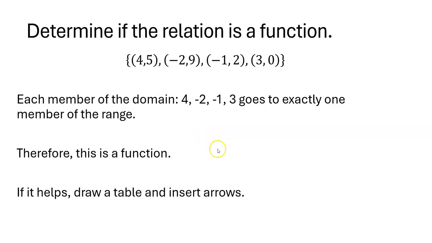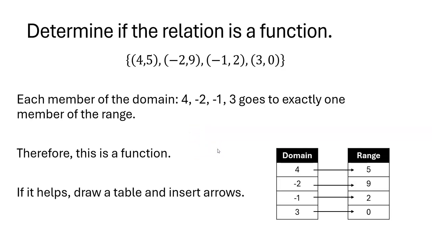Sometimes it's helpful to draw it out. So if you list the domain values and you list the range values and you draw the arrows, then you can clearly see each member of the domain goes to exactly one member of the range. Therefore, yes, this is a function. Makes it a little nicer for you.